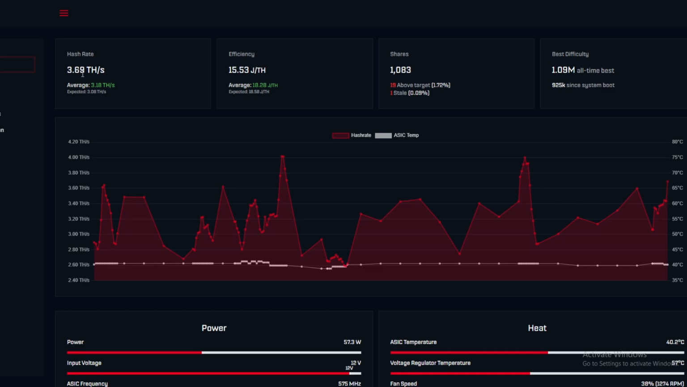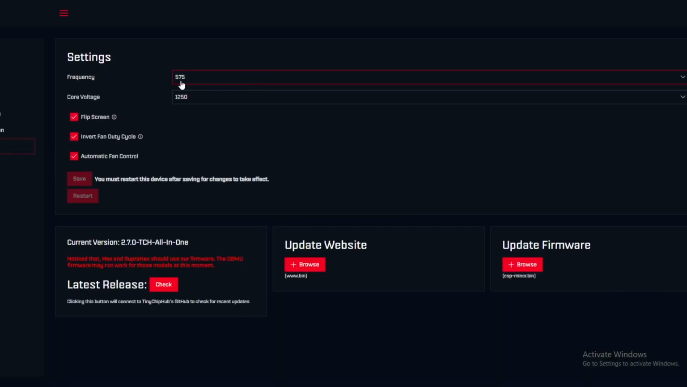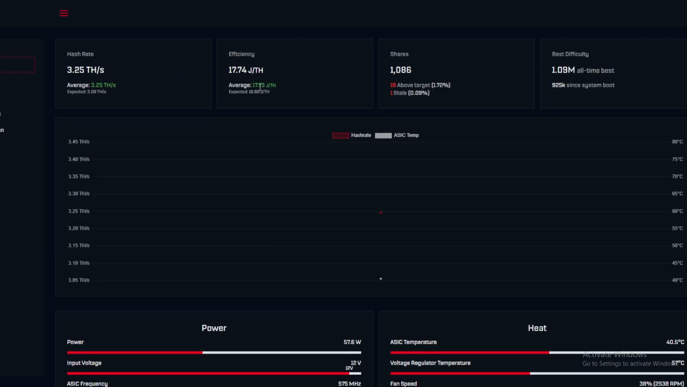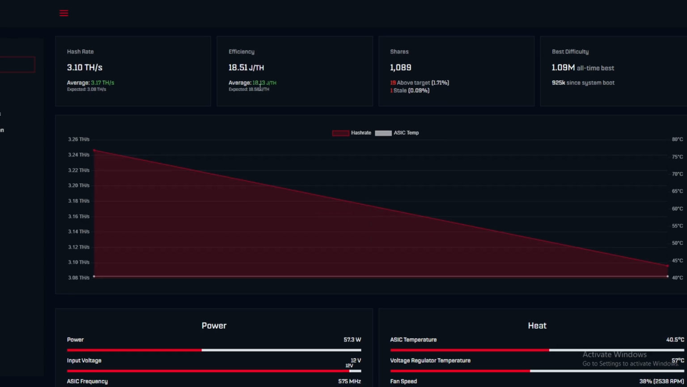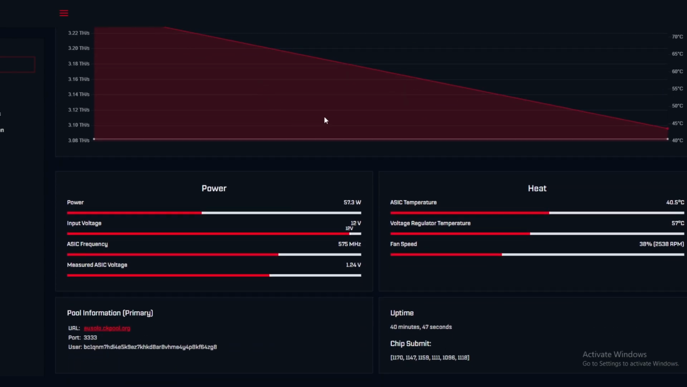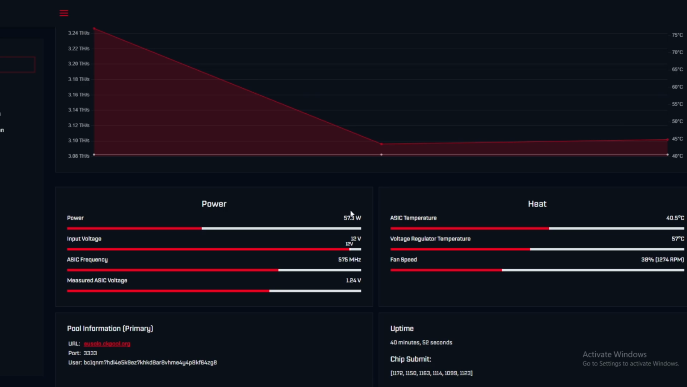But you can see here our hash rate. We've just taken the average hash rate from this, and the setting currently is 575. I know we can push it a little bit further. We haven't done an overclocking video yet, but we will do one in the future. And the core voltage is 1250 for the Bitaxe Hex. The efficiency is obviously listed there, but we'll get down to it in a little bit. We'll just look at the figures right now. Power around 57. Obviously, we just went over the overclocks.